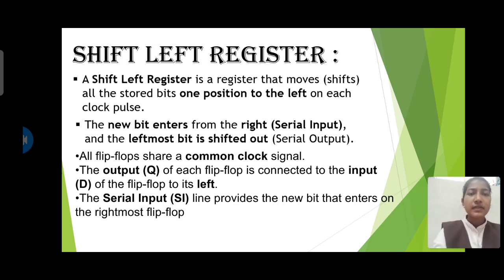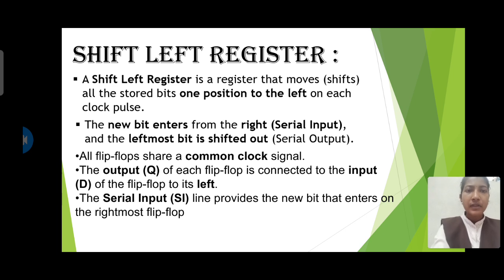So the next one is shift left register. A shift left register is a register that moves all the stored bits one position to the left on each clock pulse. Previously we have seen the shift right register, which moves bits to the right. Here it is shift left register, that is, it is moving left. The new bit enters from the right, that is the serial input, and the leftmost bit is shifted out.